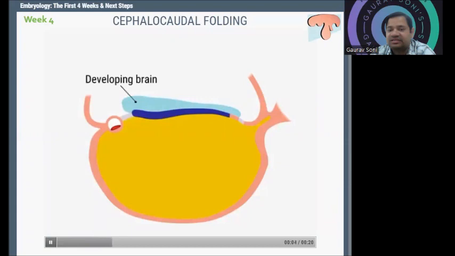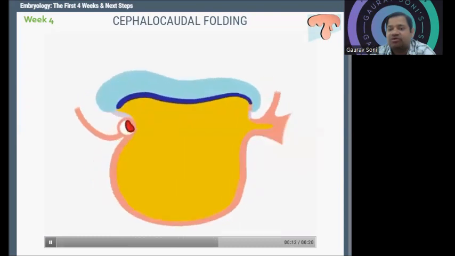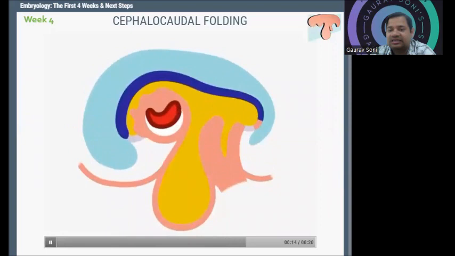You can see umbilical vesicle, developing brain on the cranial side, developing heart on the same side, pericardial cavity. Then the growth will be in the craniocaudal direction, like this, and the things are going to form like cephalic, that is brain is formed, umbilical cord is going to be formed. This is cardiogenic area. So this all happens in the cephalo-caudal folding.